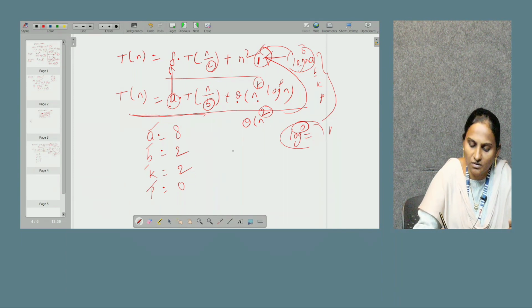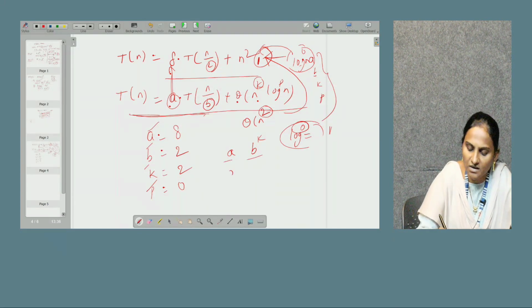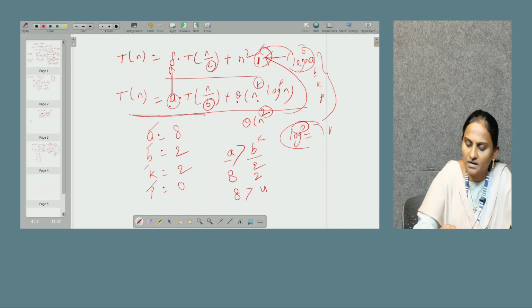After that, we need to compare a with b power k. In Master's theorem 3 cases are there: a equal to b power k, a greater than b power k, and a less than b power k. So we need to compare a with b power k to decide which case. The a value is 8 here; b is 2 and k is 2, so b power k is 4. 8 and 4: what is the relation between these two? Greater than. So a greater than b power k. Which case? First case.